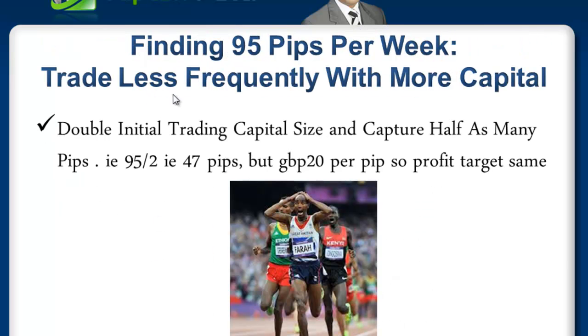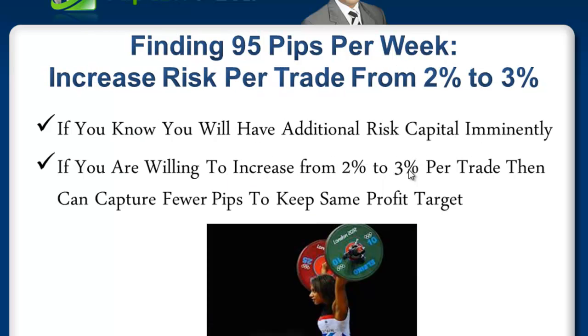The other way is to trade less frequently but with more capital. You double your initial trading capital size and capture half as many pips. So instead of 95 pips, you only need to do 47 pips now, but you do £20 per pip, let's say. So the profit target's still the same, but because your trading capital's doubled.